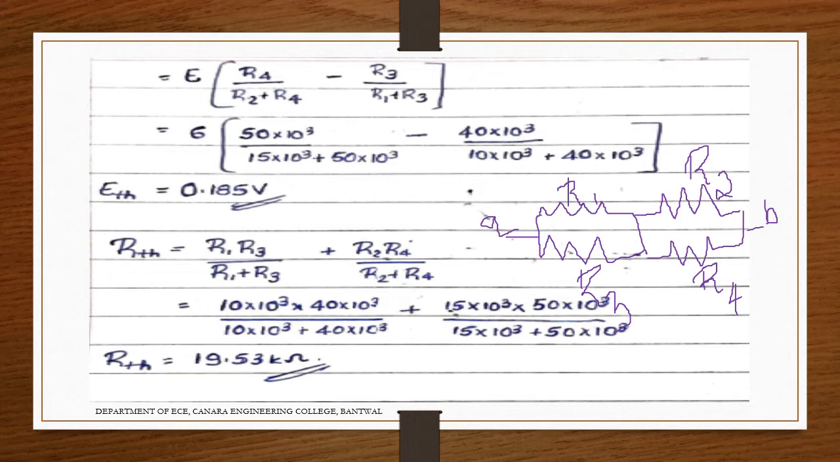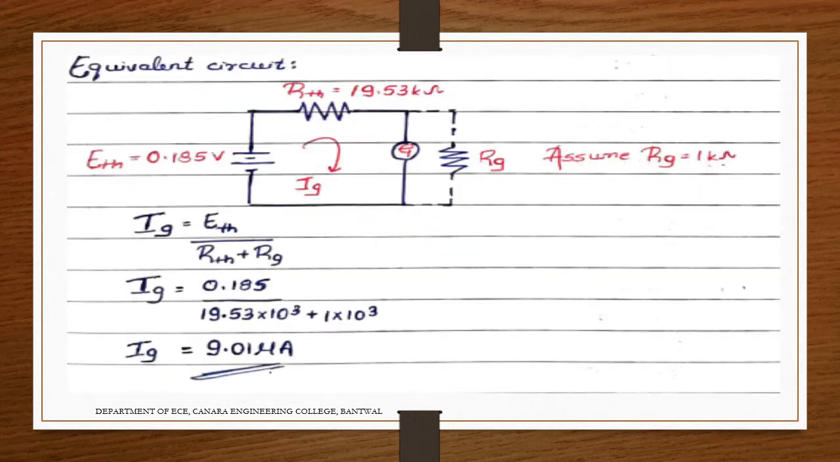For that, the parallel circuit formula has been used. R2 and R4 are parallel here, and these two groups are in series because this is a common junction. For that purpose, we have written the equation in this manner. We got ETH, substitute the values, and it is in series with the RTH, and the galvanometer will be connected across this one.